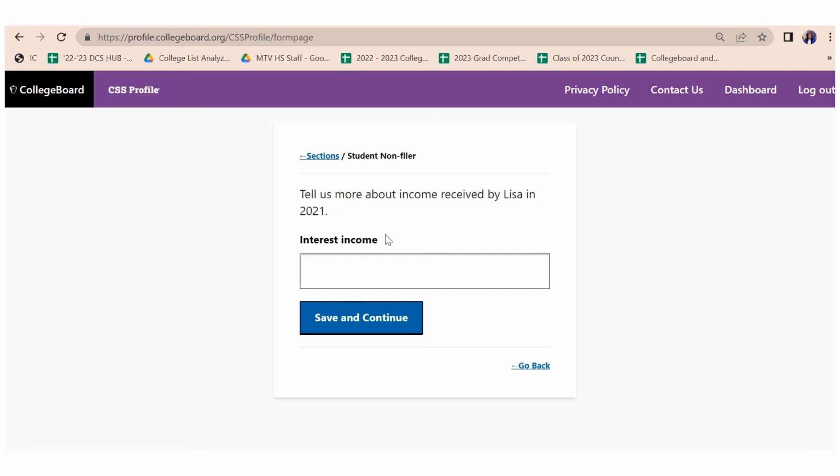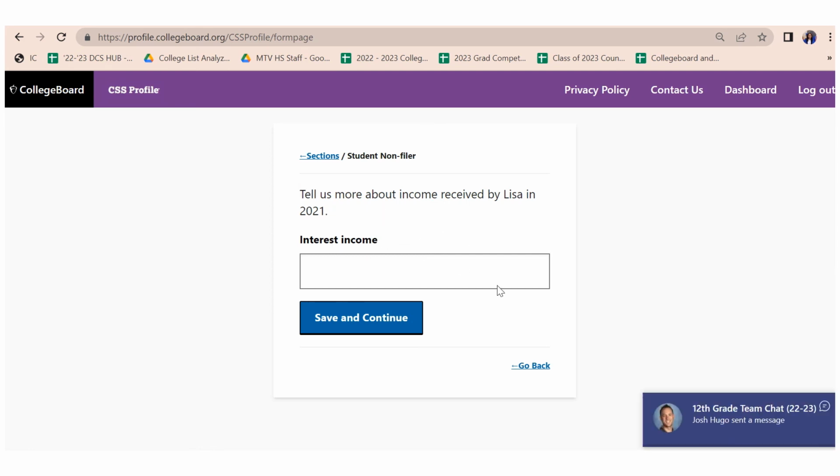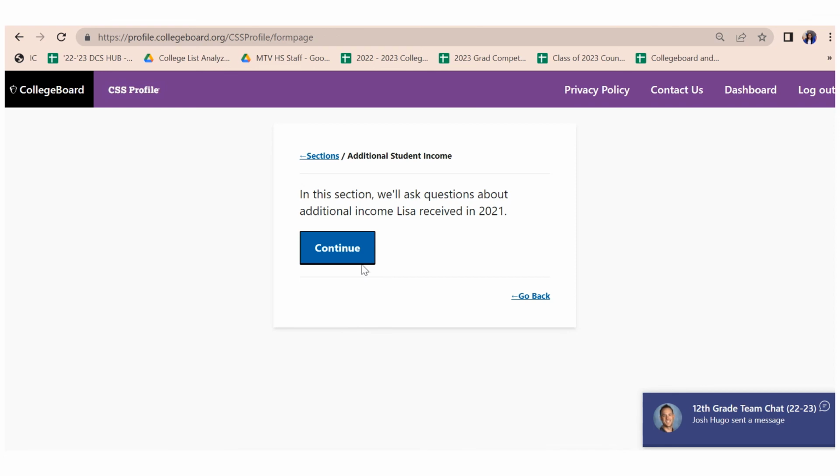This is not required, so I'm going to skip it, but it's asking about students' interest income. But again, since it's not required, we're going to skip it.